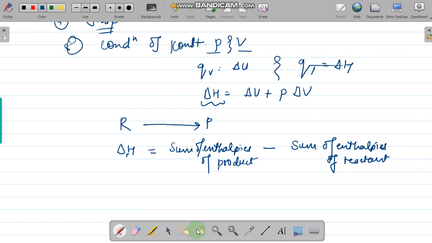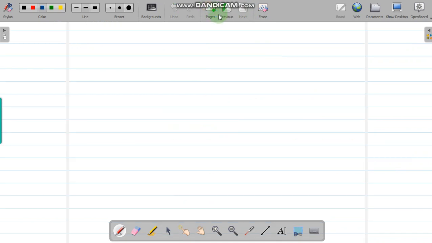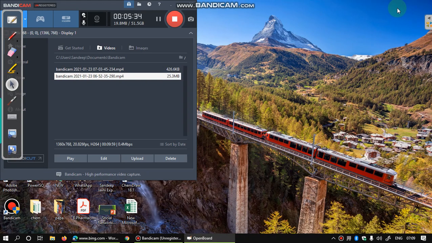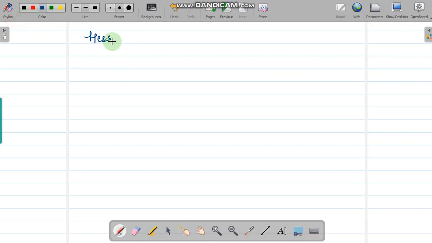Hess's law of constant heat. Okay, now what is this Hess's law? Hess's law is that the enthalpy change in a particular reaction is the same whether the reaction takes place in one step or a number of steps.